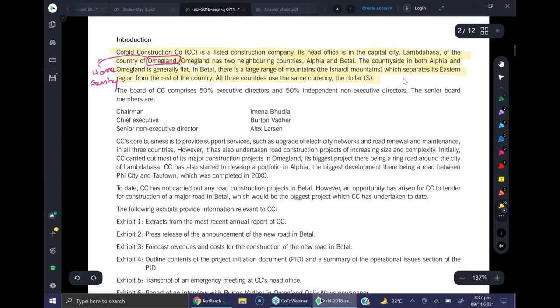So they are talking about three different countries. So of course, this company must be doing its business in all three of them maybe, right? So we'll have to find it out later.